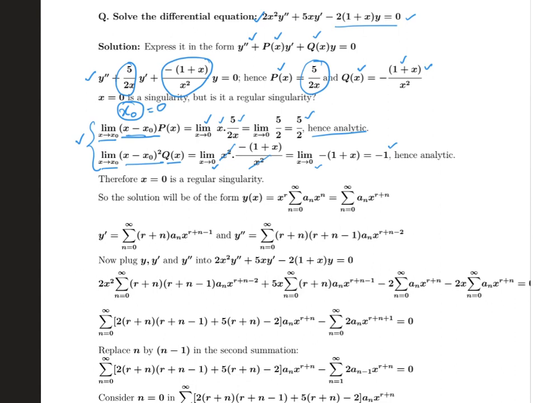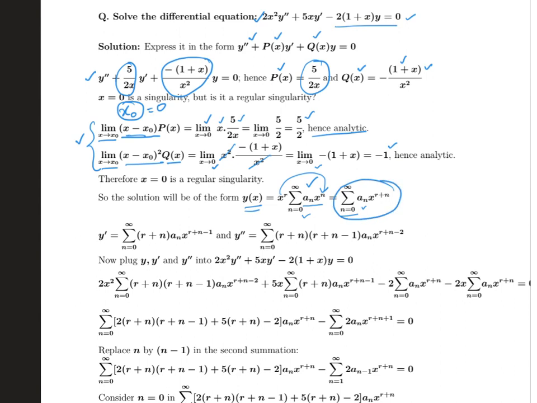Now, if you are dealing with a regular singularity, the solution will be of this format. y of x is equal to x to the power r times the summation from n equals 0 to infinity of a sub n times x to the power n. Now, I can go ahead and move this x to the power r inside the summation to combine this into a single term. That's going to give me the summation from n equals 0 to infinity of a sub n x to the power r plus n. Now, this is my y of x.